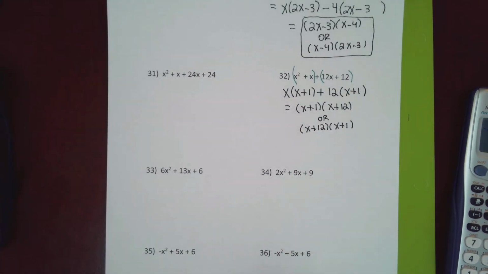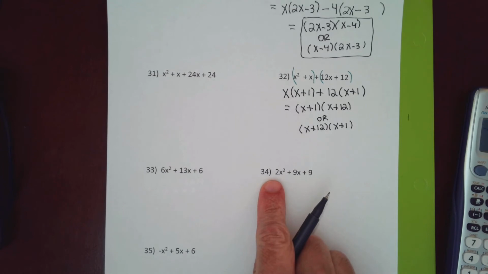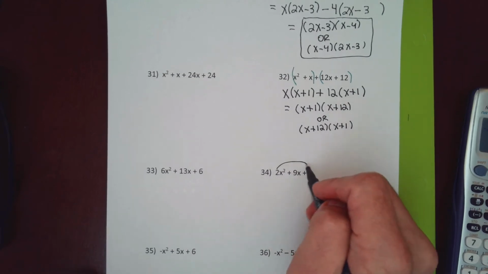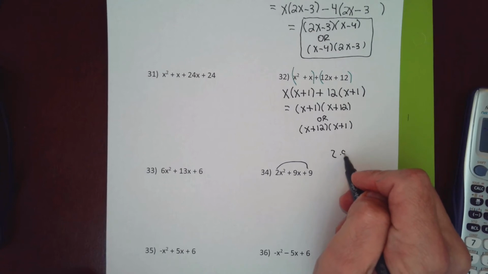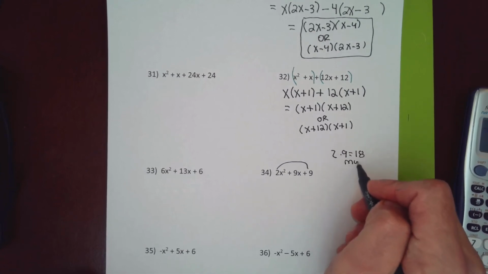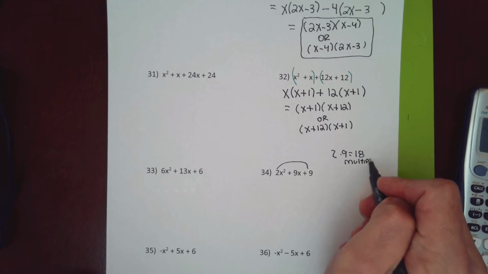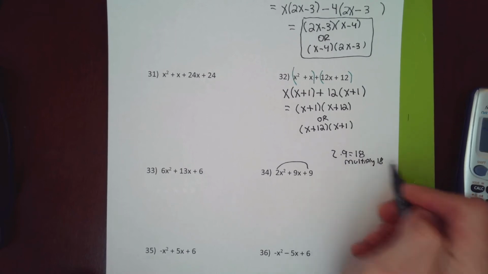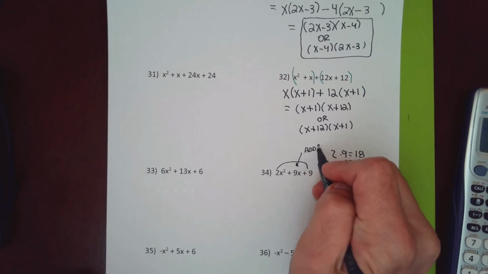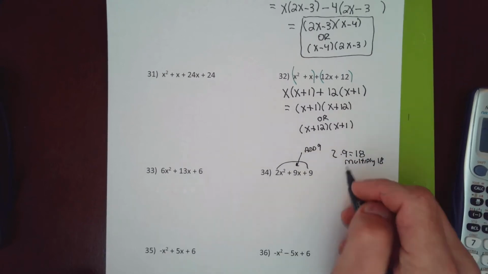34 has three terms. It has a lead coefficient of 2. It's not 1, so I'm going to rewrite this as four terms and factor by grouping. In order to do that, I'm going to multiply the 2 and the 9 and get 18. I need to find numbers that multiply to 18, double plus, and they have to add to 9. Double plus because there's no minuses.